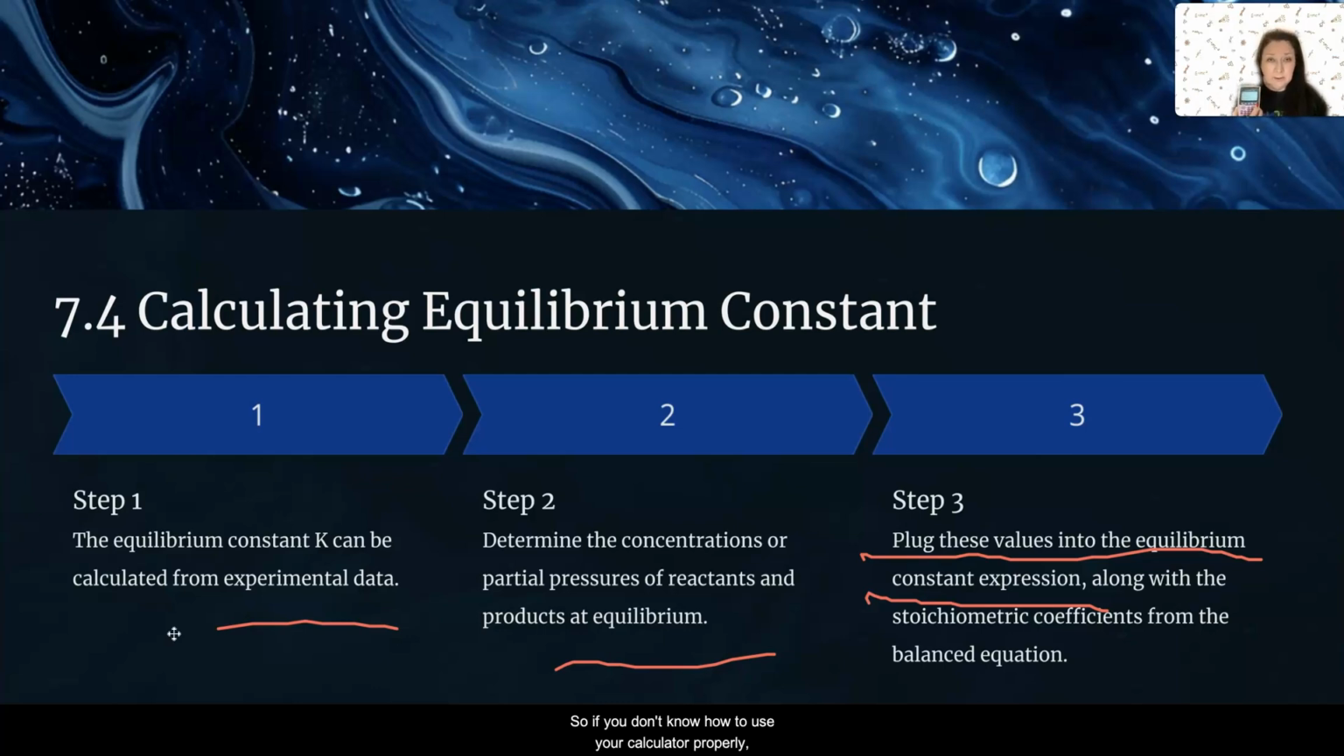So if you don't know how to use your calculator properly, you're going to have problems. This unit will start to get you because lots of times your concentrations are going to be really, really small, and you're dealing with like 1.4 times 10 to the negative 7 times 1.4 times 10 to the negative 3 raised to the power of 2 because its coefficient is 2. And so you have these scientific notation numbers that have exponents, and then there's a numerator and a denominator.